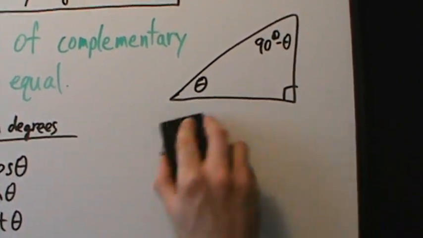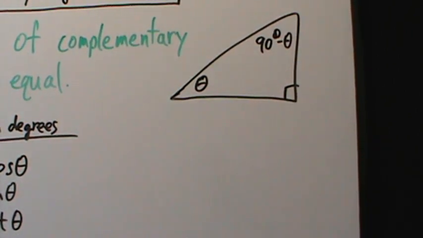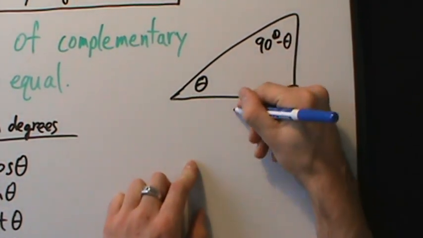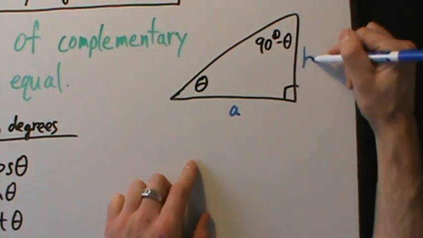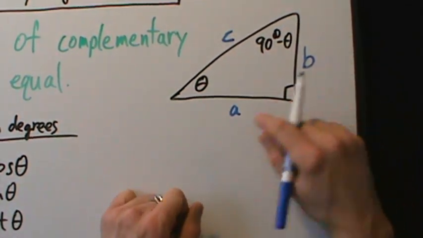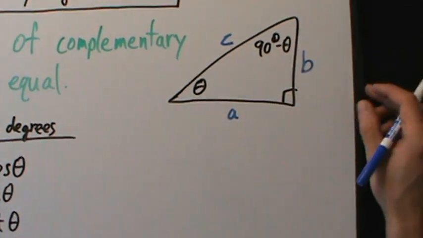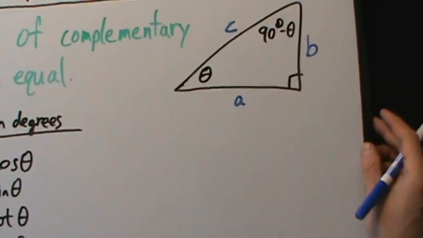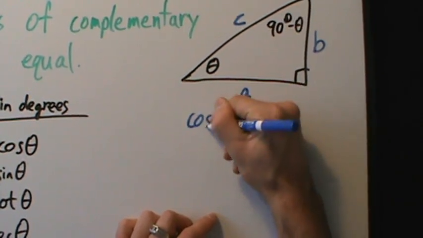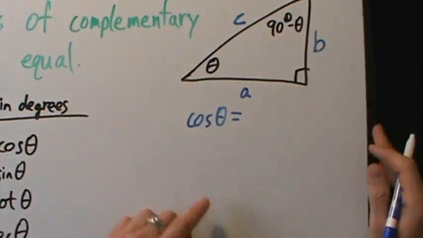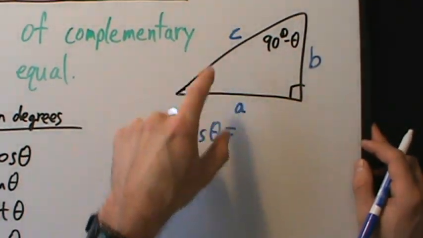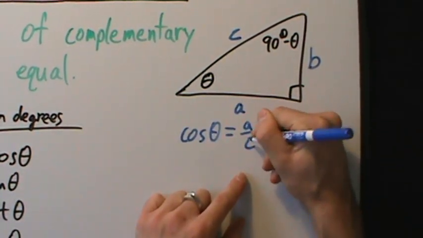Okay, so now that we've established that, let's label the sides of this triangle. Here's theta, so this will be the adjacent side, let's call it A. We'll call this B, and we'll call this C. It doesn't really matter what we call the sides. So what is the cosine of theta? Cosine of theta is the adjacent side over the hypotenuse, which is A over C.